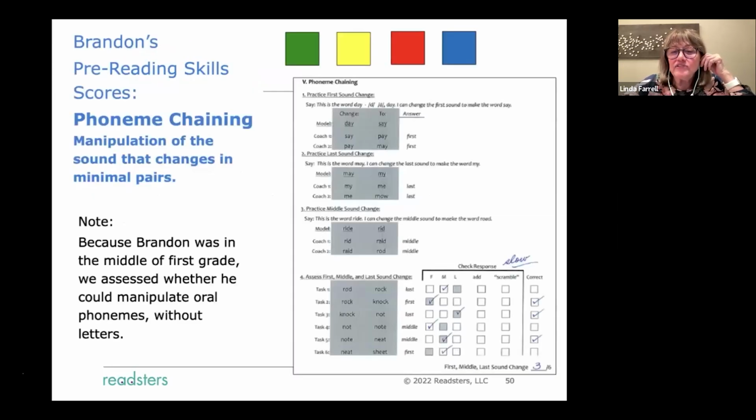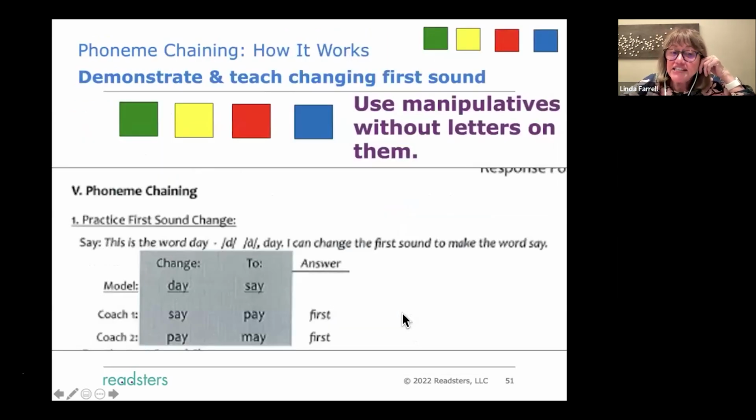Phoneme chaining. This is where we had him identify what's different between rod and rock. And he said the middle sound. He pointed, change the middle sound. What's the difference between rock and knock? Well, he changed the first, because he might have known how to spell it, probably not. But anyhow, this was random guessing. So we know that we have to teach phoneme manipulation. Phoneme manipulation is word chaining, sound chaining without letters.